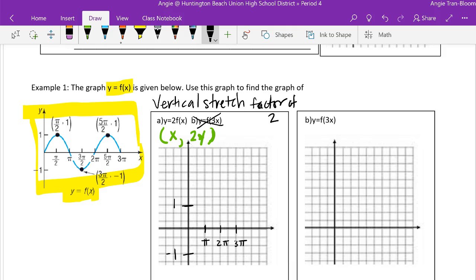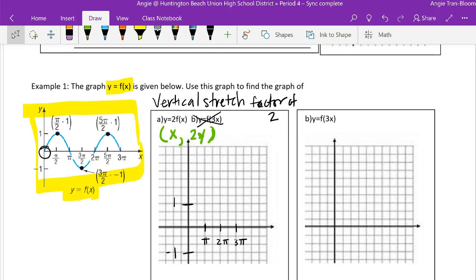There you go. All right, let's look at the first point. 0, 0. Your parent function used to be 0, 0. Where is your vertical stretch point now? It's still at 0, 0. Remember, I'm multiplying the y by 2. It's still going to be there.